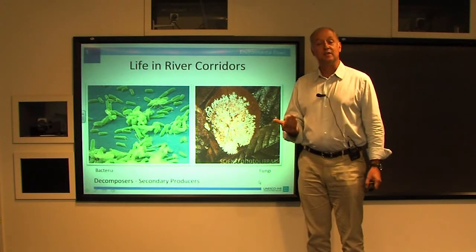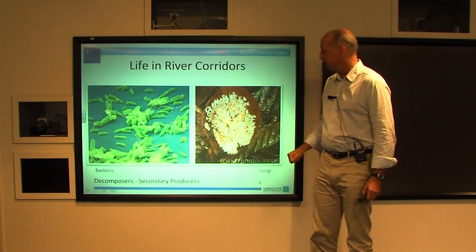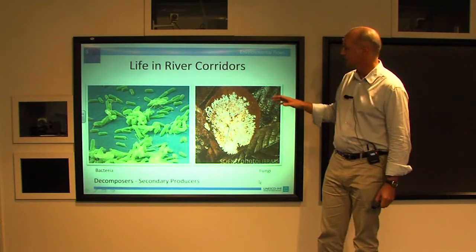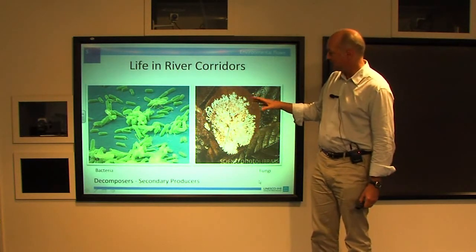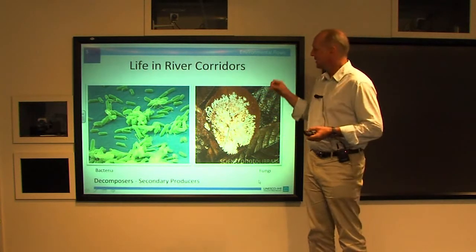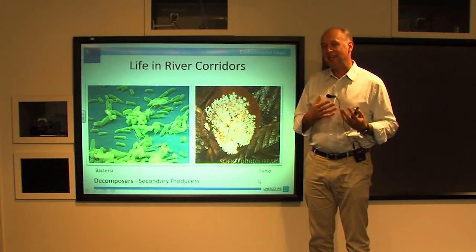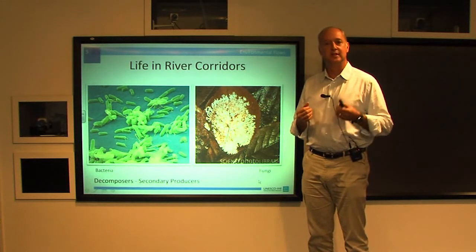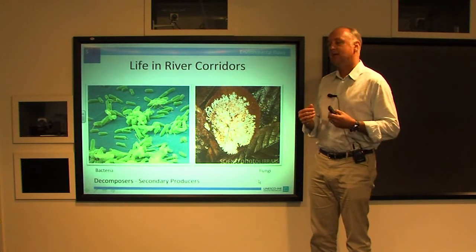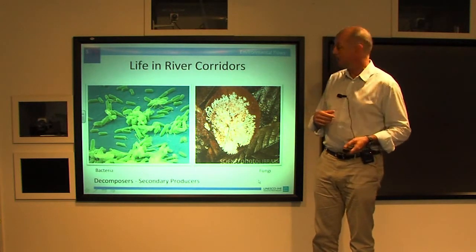Now, we move to the next category, which are the decomposers or the secondary producers. And in this case, there are two different forms of microorganisms, bacteria on the left, fungi, important components of the system for beginning to break down what may be indigestible material that comes from plants, making it more palatable or digestible by other organisms.